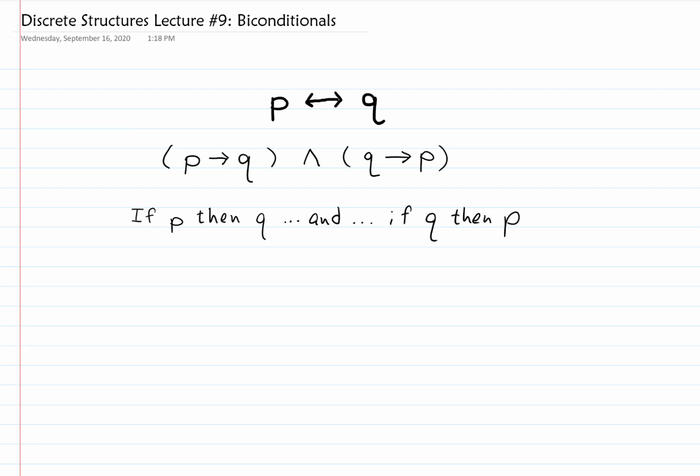Okay, I'm going to swap those. Why can I do that? Because the other day we looked at conjunctions and we said that they are commutative, so it doesn't matter what order I put those. So I'm going to swap those, and I'm going to write if Q, then P, and if P, then Q.